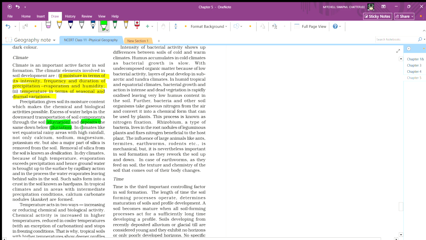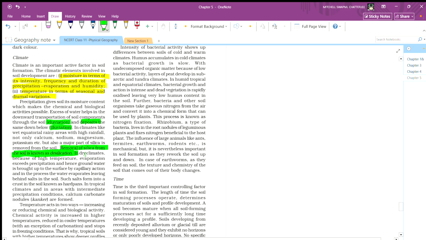In climates like wet equatorial rainy areas with high rainfall, not only calcium, sodium, magnesium and potassium, but also a major part of silica is removed from the soil. Removal of silica from soil is called desilication.